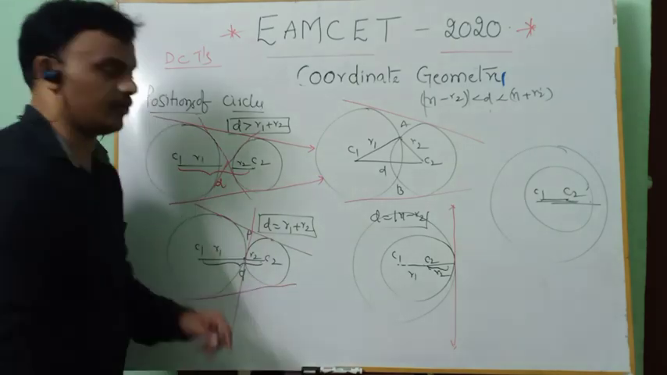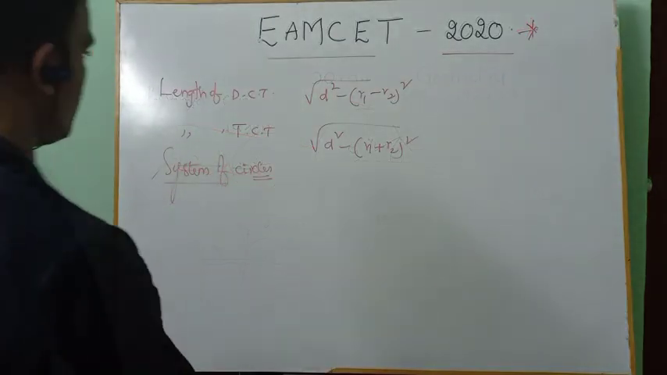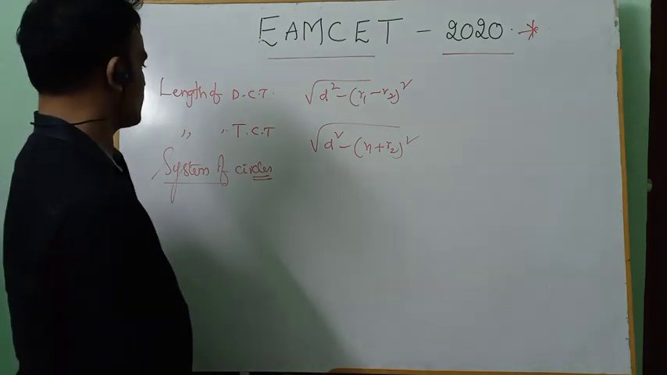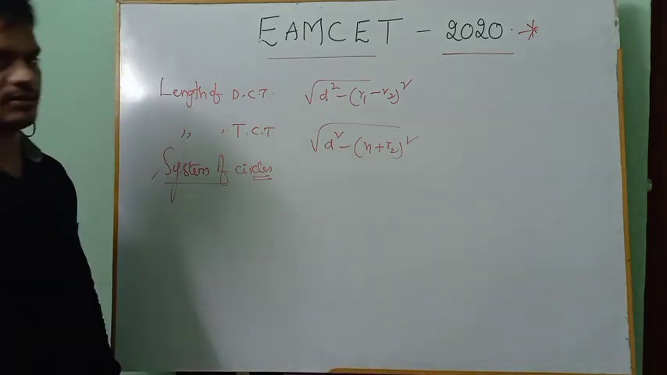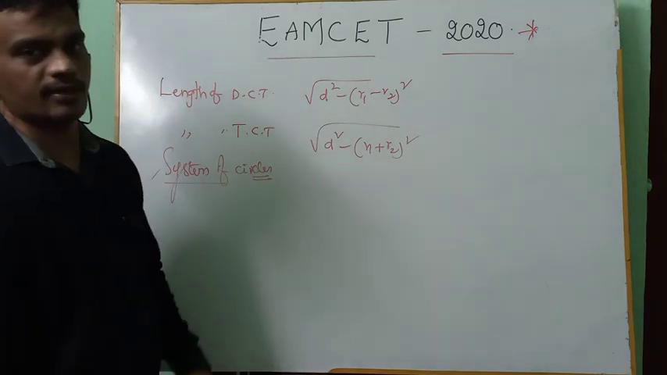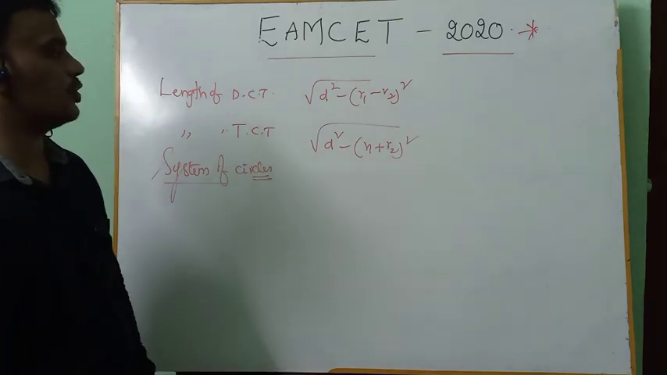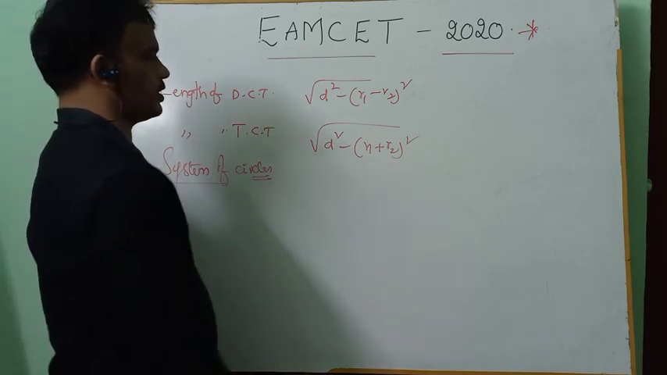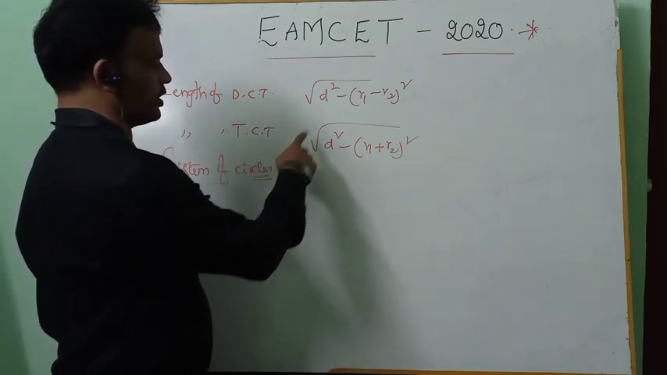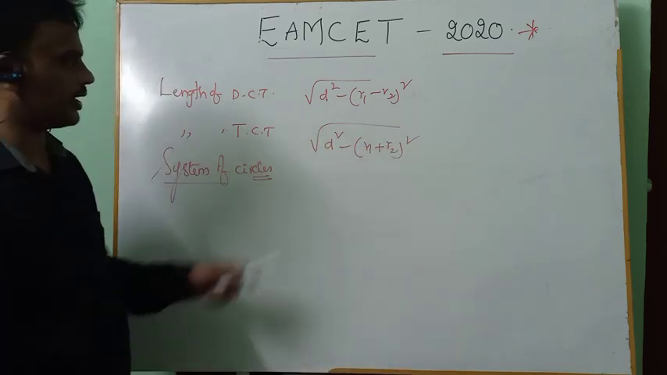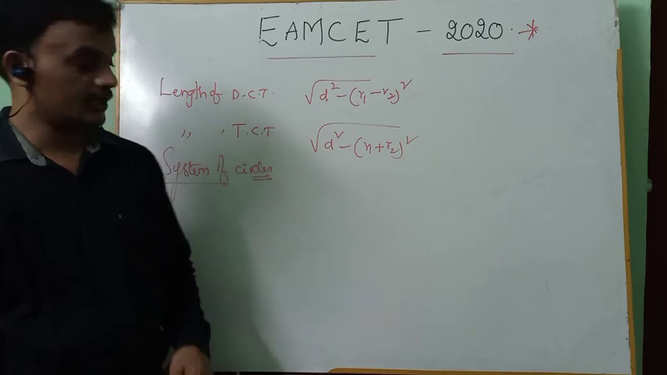Please have a look. Coming to the next one, from the common tangents, direct and transverse, what are the lengths? Length of the direct common tangent is square root of d square minus (r1 minus r2) whole square. Then what about the transverse common tangent? Square root of d square minus (r1 plus r2) whole square. Please practice these two.